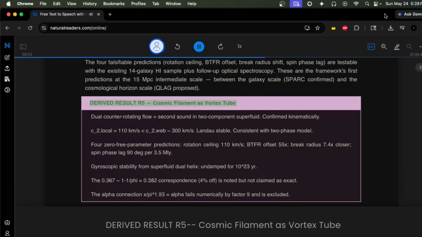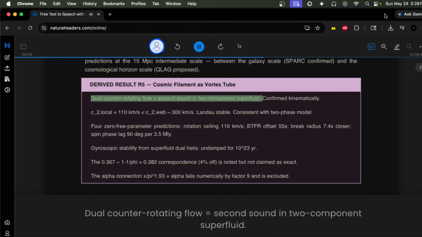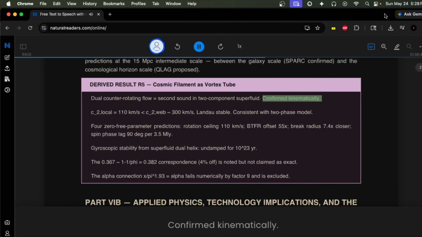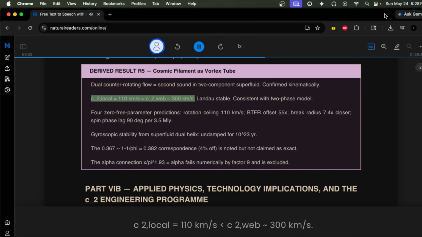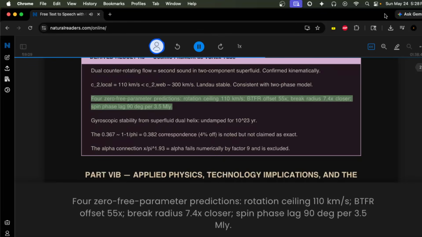Derived result R5, cosmic filament is vortex tube. Dual counter-rotating flow equals second sound in a two-component superfluid. Confirmed kinematically. C2,local equals 110 km per second, less than C2,Webb approximately 300 km per second. Landau stable, consistent with two-phase model.